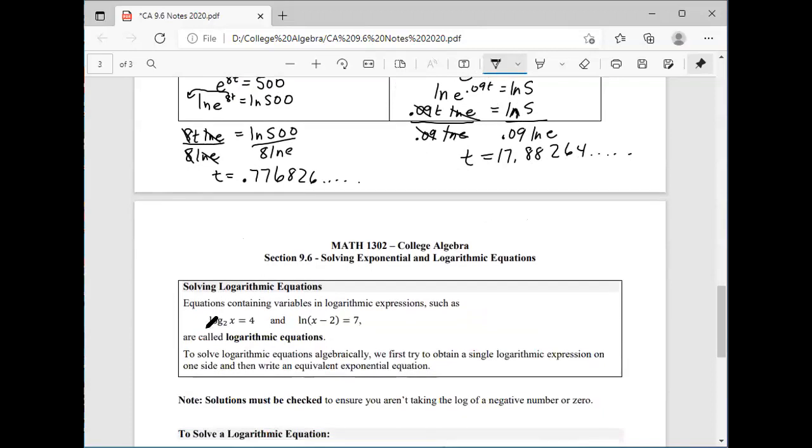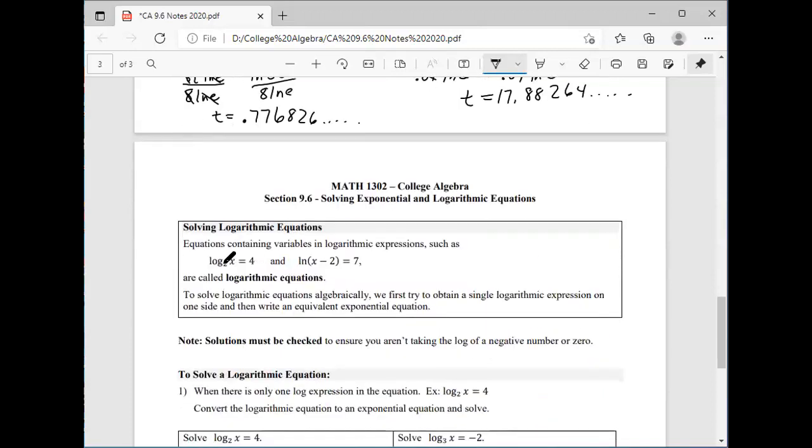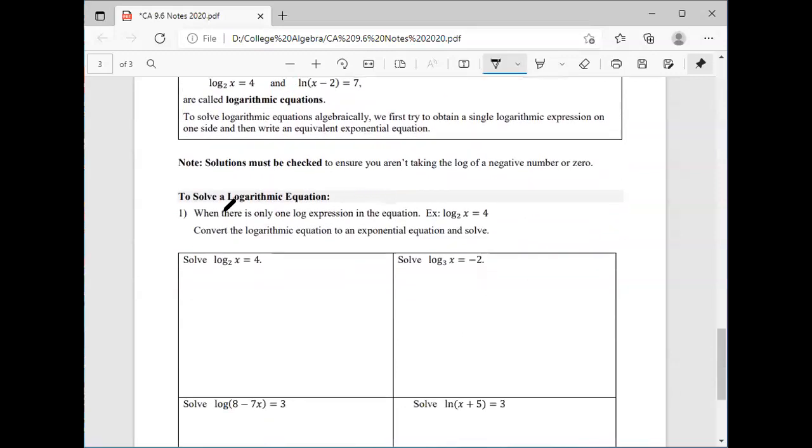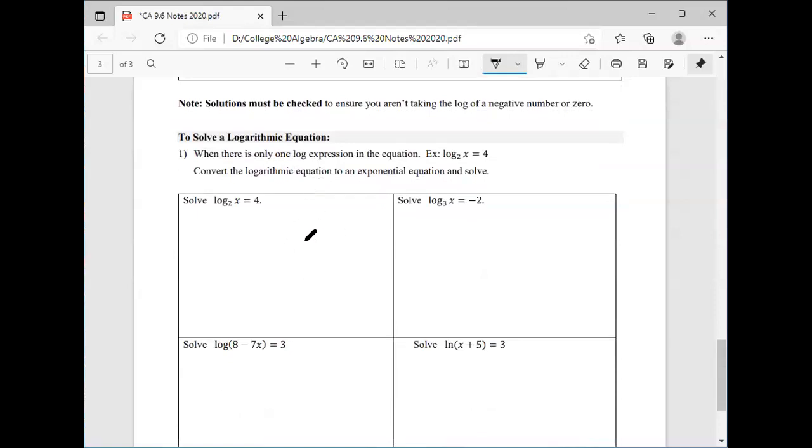So the last type of problems that you would solve using this are equations that contain variables in logarithmic expressions. So the log base 2 of x is equal to 4, and the natural log of x minus 2 is equal to 7. So the way that you do this is when there's only one log expression, so one side of this is written as a logarithm, the other side is not, convert the logarithmic equation to an exponential equation and then solve it, which we've been working a whole lot with.